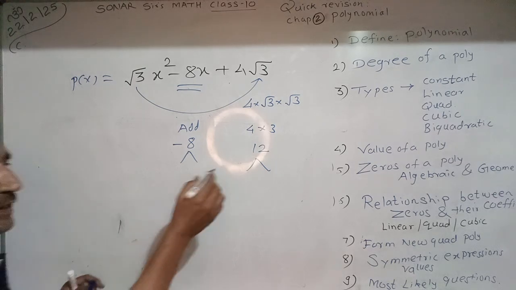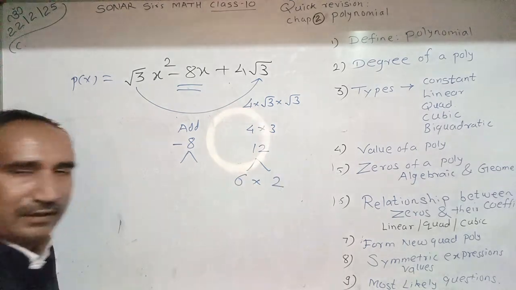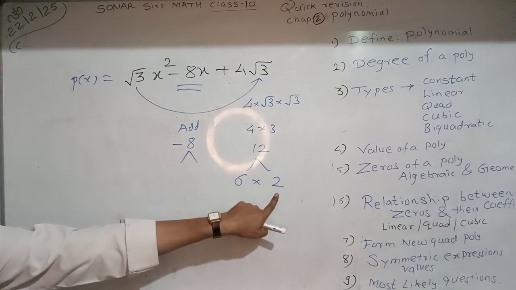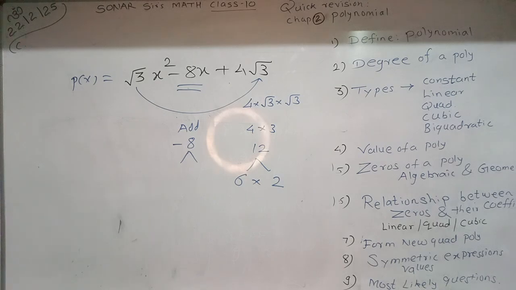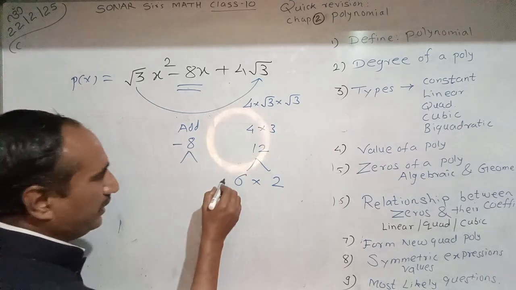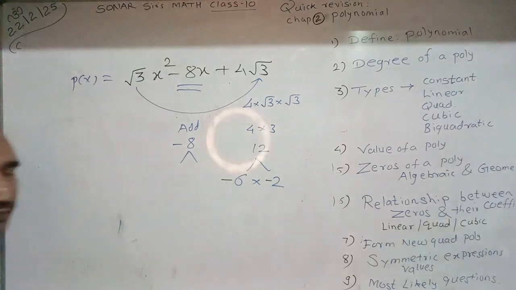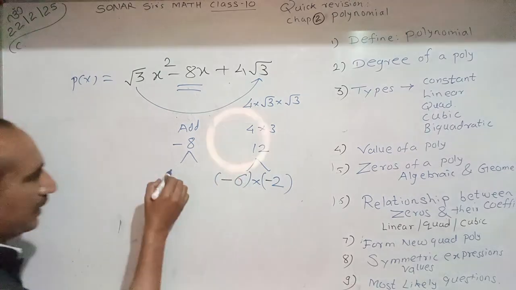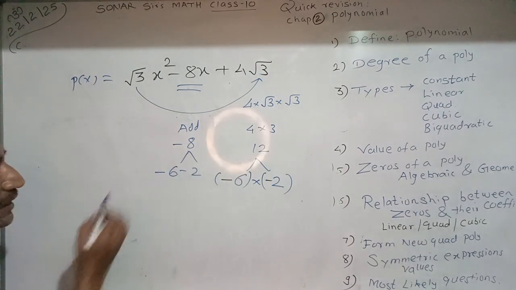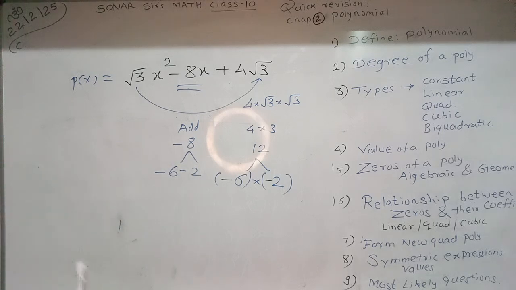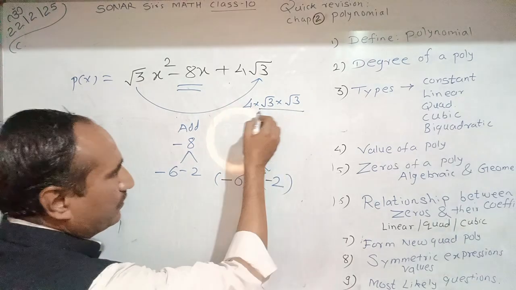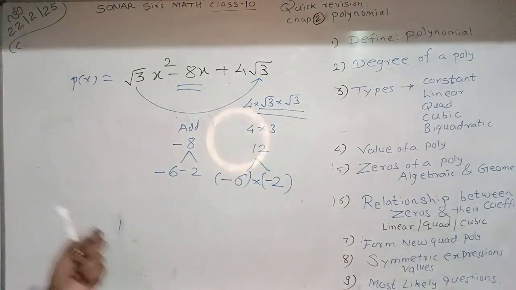So we can consider 6 2s are 12, plus 6 plus 2 plus 12. But for addition we need minus. In this case we have to take minus 6 minus 2. Now minus into minus becomes plus, and here both the conditions will be satisfied. Minus 6 minus 2 is minus 8. But one more point to be remembered: 6 must be replaced by root 3 into root 2.